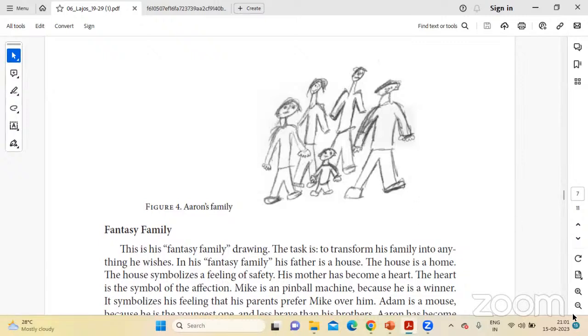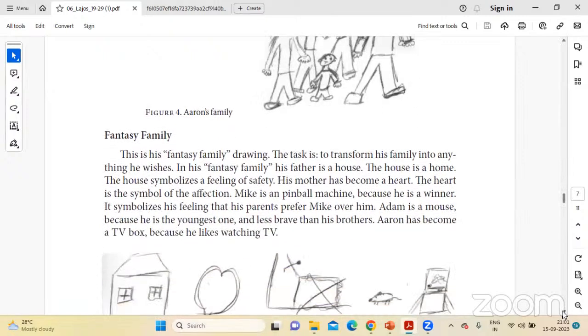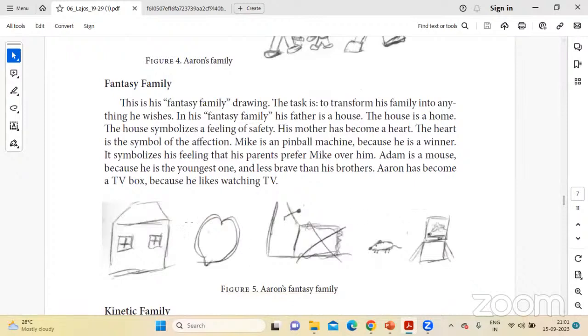This is the fantasy family drawing for this particular child. The task was to transform his family into anything he wishes. So in his fantasy family, his father is a house. The house is a home. The house symbolizes a feeling of safety. His mother has become a heart. The heart is a symbol of affection.